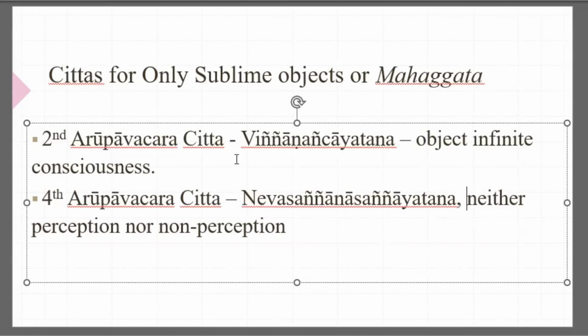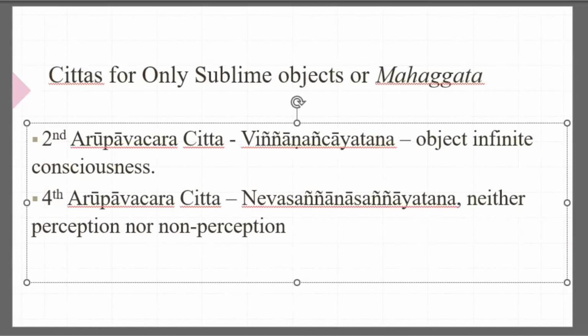So altogether how many Cittas? Second Arūpāvacara Kusala, Vipaka, Kiriya, 3. Fourth Arūpāvacara Kusala, Vipaka, Kiriya, 3. Altogether 6. Therefore, these 6 Cittas take only Mahaggata objects. Viññānañcāyatana 3 and Neva Saññānāsaññāyatana 3 take only sublime objects. So it's not difficult. These 6 Cittas take only sublime, Mahaggata objects.